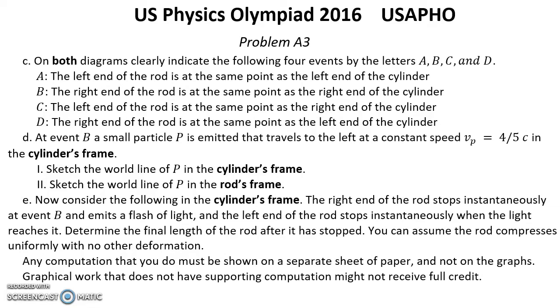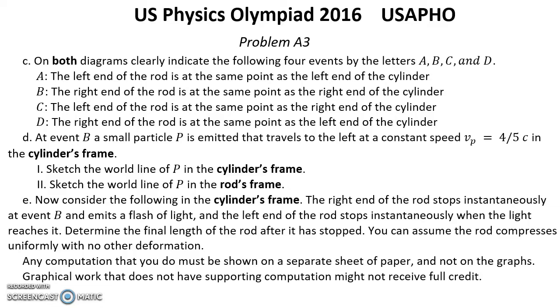Question C. On both diagrams, clearly indicate the following 4 events by the letters A, B, C, and D. A. The left end of the rod is at the same point as the left end of the cylinder. B. The right end of the rod is at the same point as the right end of the cylinder. C. The left end of the rod is at the same point as the right end of the cylinder. D. The right end of the rod is at the same point as the left end of the cylinder.